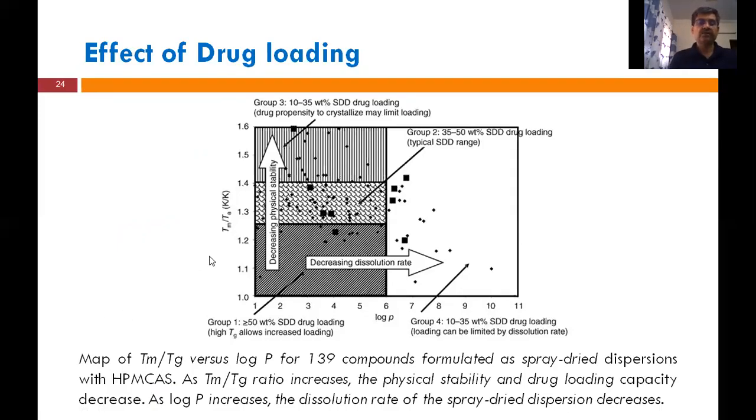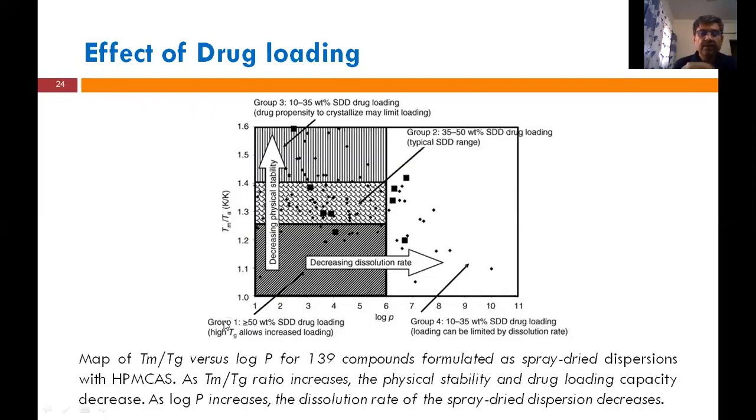If the ratio is higher than 1, 1.1, 1.2, 1.3, 1.4, 1.5, 1.6, we'll see how it affects the stability of the amorphous solid dispersion. Similarly, how does the log P of the API that was taken for designing of the ASD affect the stability as well as the dissolution rate that is achieved from the amorphous solid dispersion.